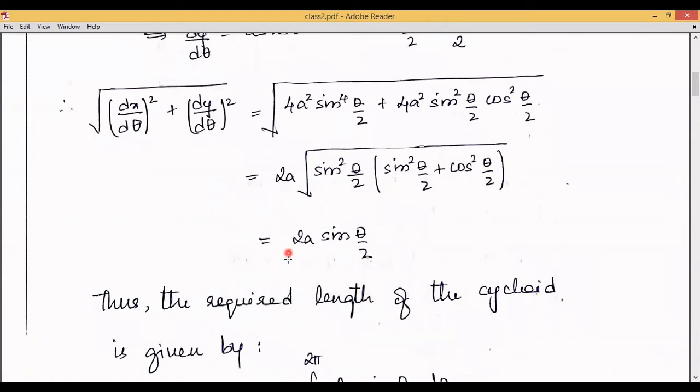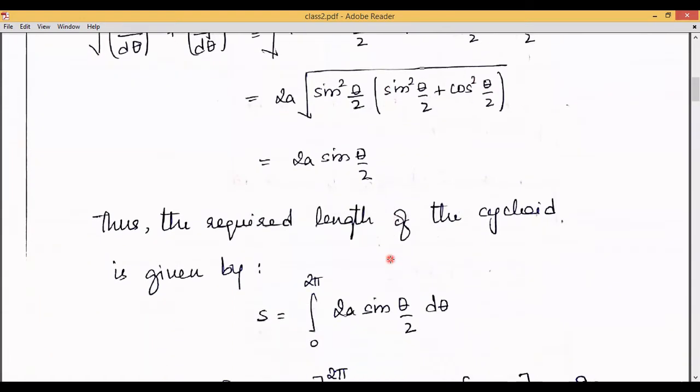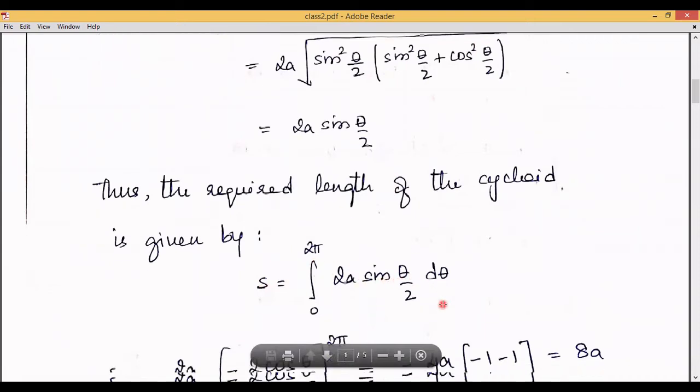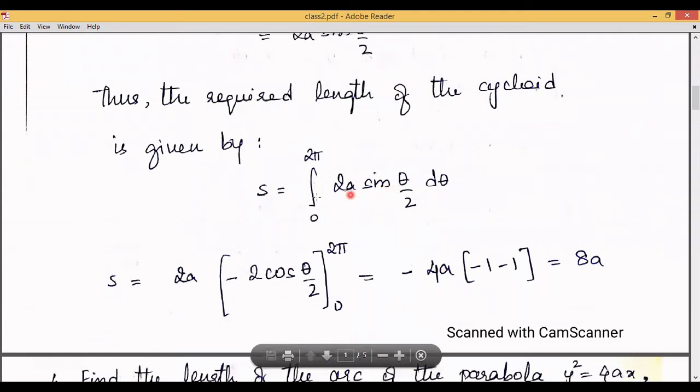Now we'll integrate this with respect to theta between the limits 0 and 2 pi. So the required length of the cycloid is given by s is equal to the integral from 0 to 2 pi of 2a sine theta by 2 d theta. And this 2a is constant, so I'll take it outside the integration. And when you integrate sine theta by 2, that becomes minus cos theta by 2 divided by half. So that 2 comes to the numerator. That becomes minus 2 cos theta by 2 between the limits 0 and 2 pi.